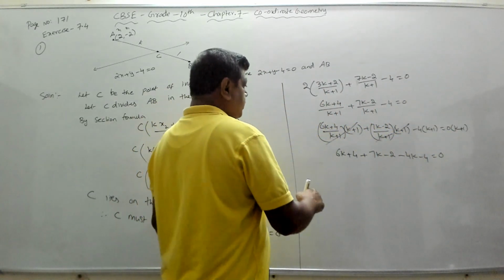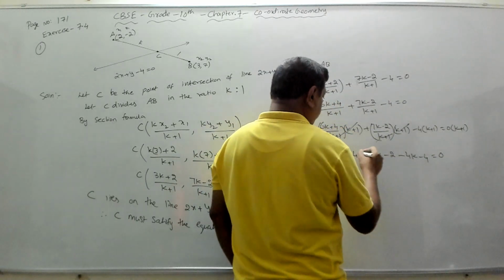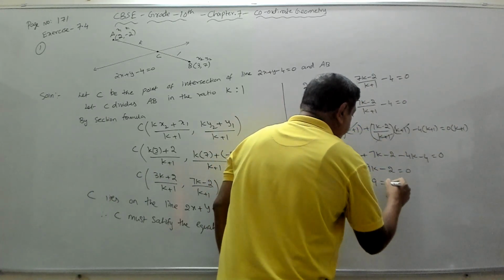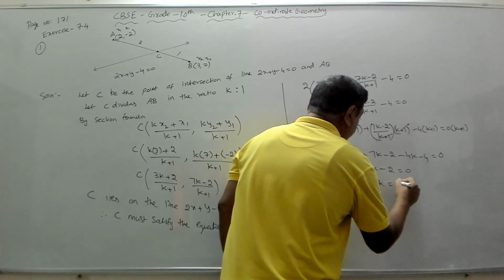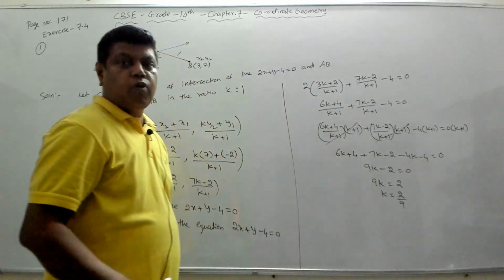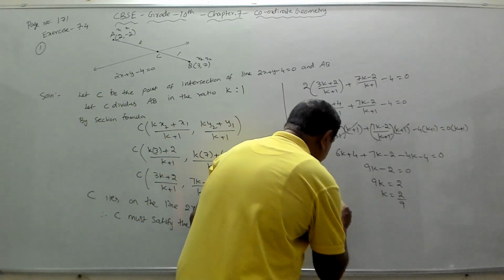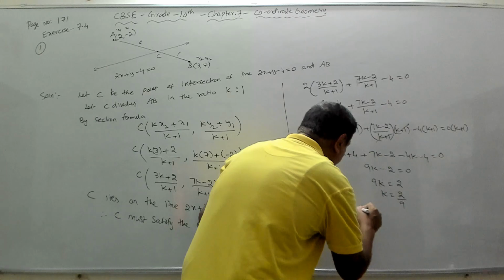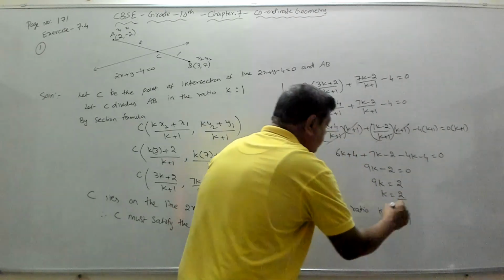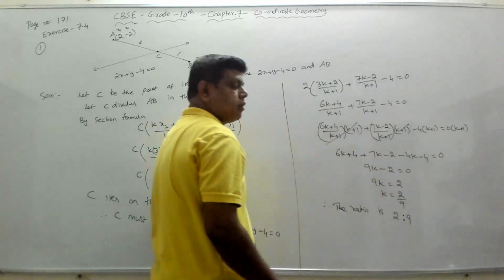Now if you simplify this, 13 minus 4 is 9k, 4 and 4 are gone, minus 2 equal to 0. So you get 9k is equal to 2. So k is equal to 2 by 9. So we have found the value of k as 2 by 9. Therefore the ratio is 2 is to 9. So when you get k as 2 by 9, the ratio is 2 is to 9.